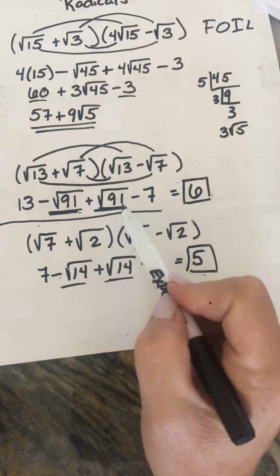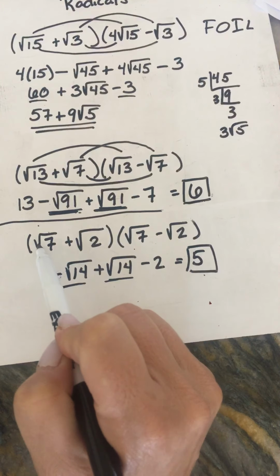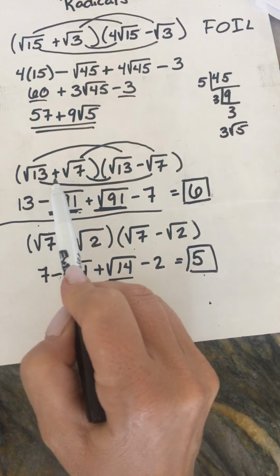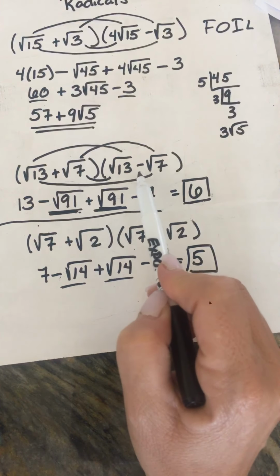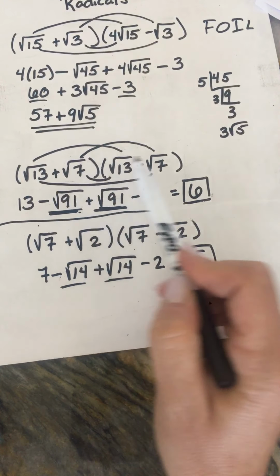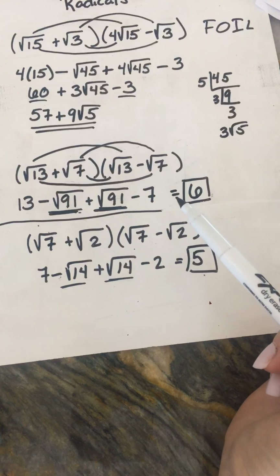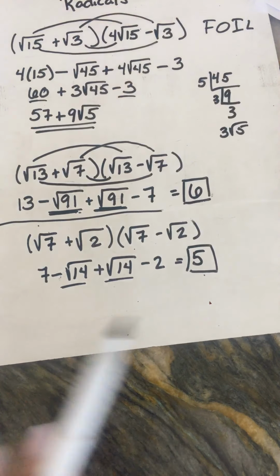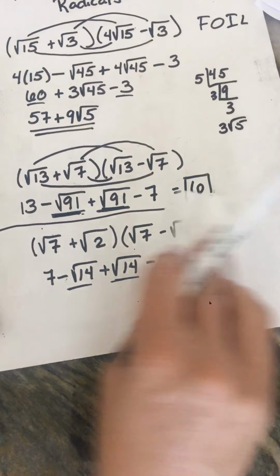Okay, so notice, look at the problems. We have square root 7 plus square root 2, square root 7 minus square root 2. This one was square root 13 plus square root 7. This one was square root 13 minus square root 7. So we're noticing a sign situation here, right? All right, so there's actually a name for this. It goes by the conjugate.